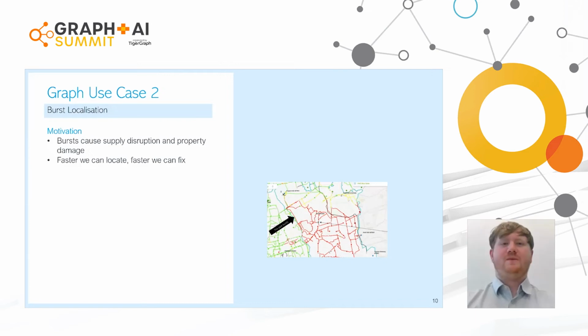Thanks, Jethro. So we learned about how we are working on the leakage problem. Now we're going to look at burst localization. So rather than these small leaks that occur on the network, these are what we would potentially describe as a catastrophic failure, where you have a huge failure of the main, and that causes a lot of water to leak out over a short period of time.